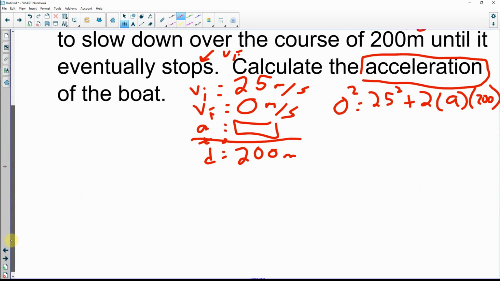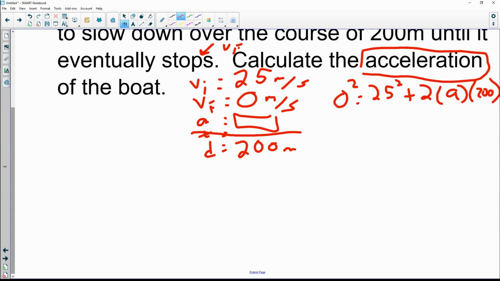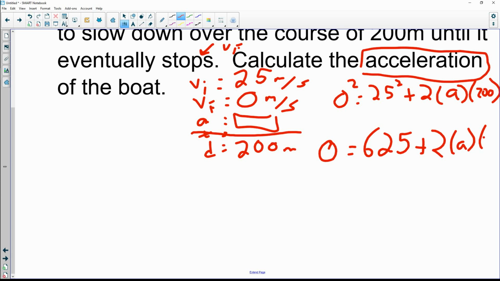So now it's just time to pull out your calculator and start figuring some stuff out. 0 squared is still going to be 0. 25 squared is actually 625 plus 2 times A times 200. Okay? So now the question is, what do we do? So algebraically, and this is why I asked you about all those literal equations a couple weeks ago, the next thing we're going to do is isolate the 2A times 200 and get rid of the 625. And the way we do that is subtract 625 from both sides.